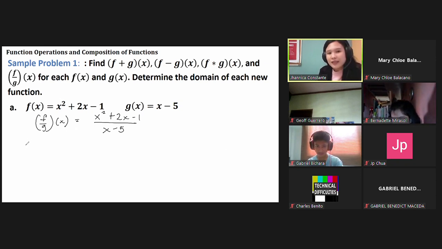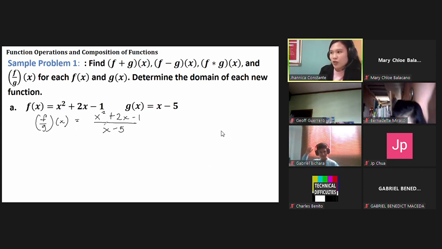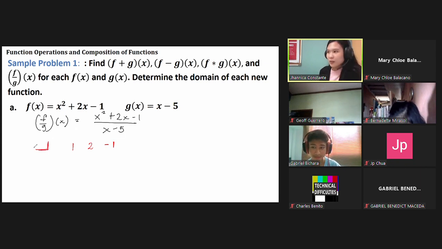In using synthetic division, we get the coefficient of each term from the function f of x, x squared plus 2x minus 1. The coefficients of each term in f of x are positive 1, positive 2, and the constant number negative 1. After that, divide each coefficient and constant number that we have.